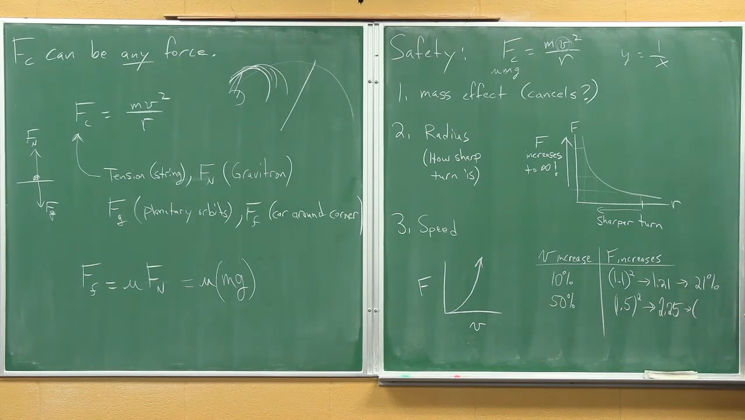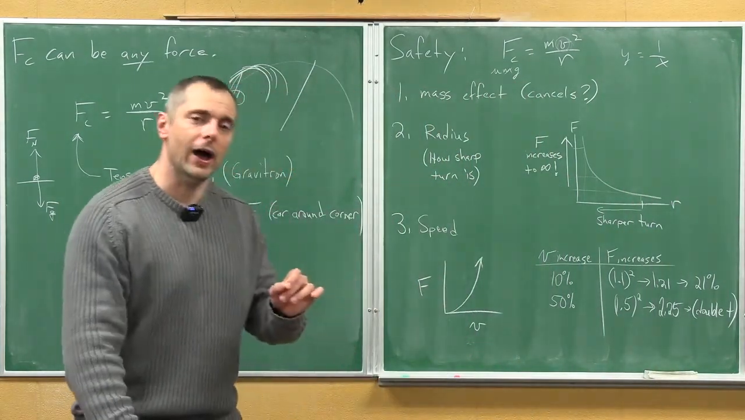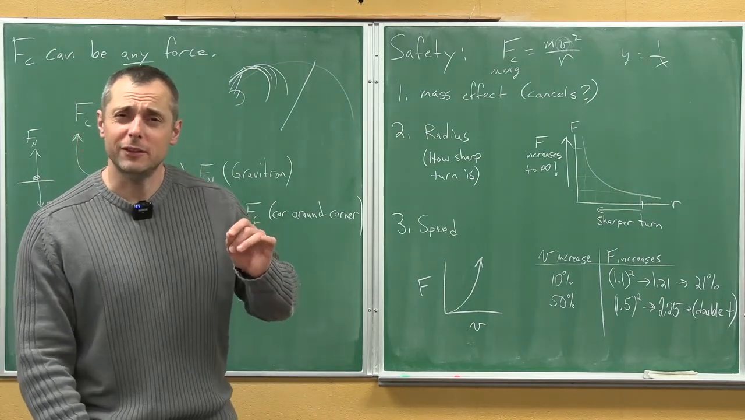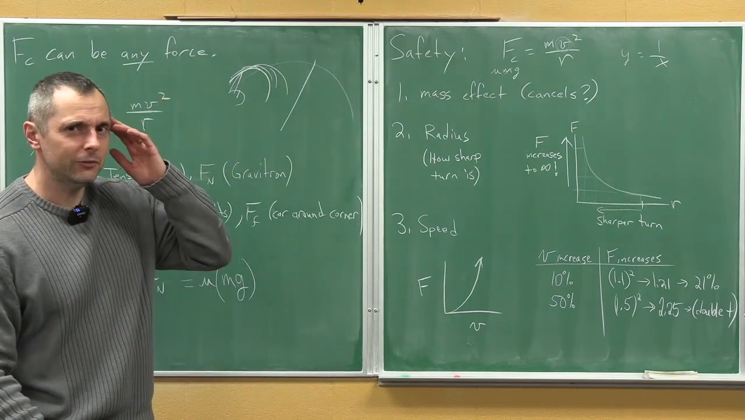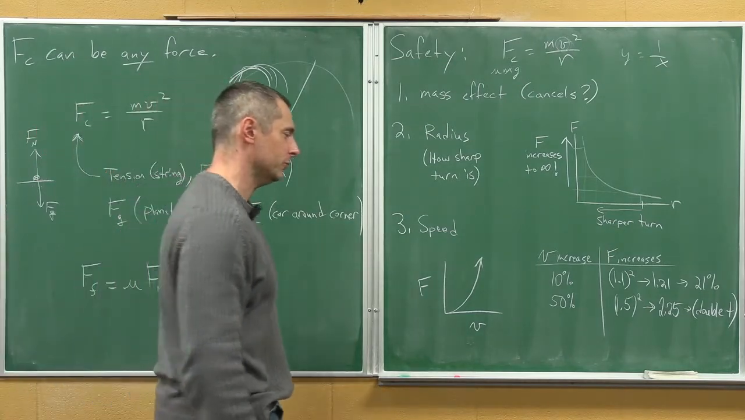That means the effect on the force that you need is more than double. Going from 30 to 45 around the same corner, your tires need more than double the friction to keep you around that corner. People wouldn't realize that, right? Again, that's why guardrails are so smashed up on these off-ramps.